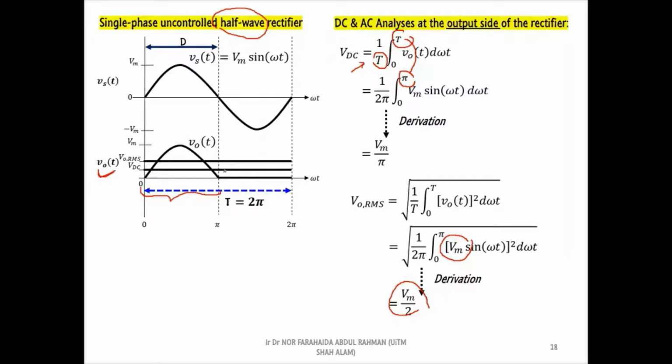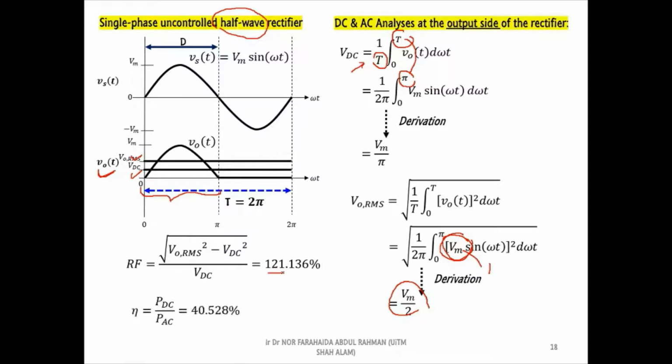Next, we can use the average and RMS output voltage values to calculate the ripple factor of the waveform. By assuming that the peak amplitude is equal to 1, therefore, the percentage of ripple factor is equal to 121%. Meanwhile, the efficiency of the rectifier is only 41%.